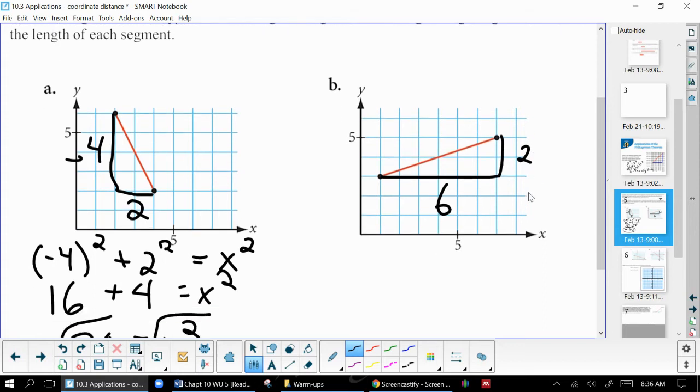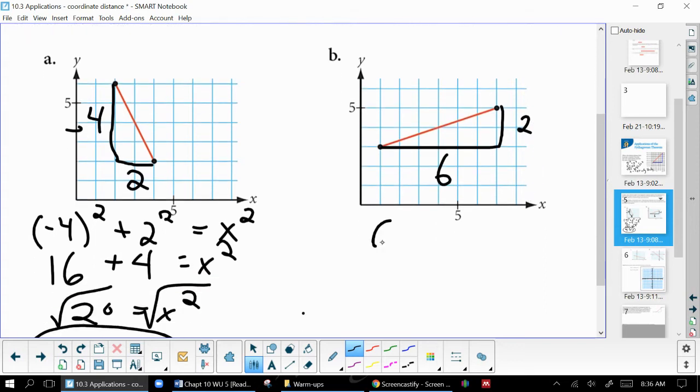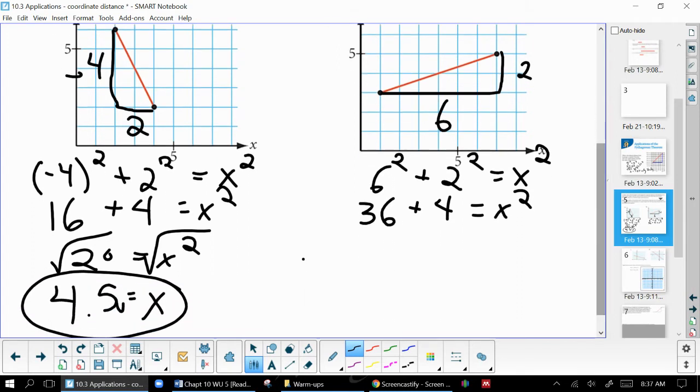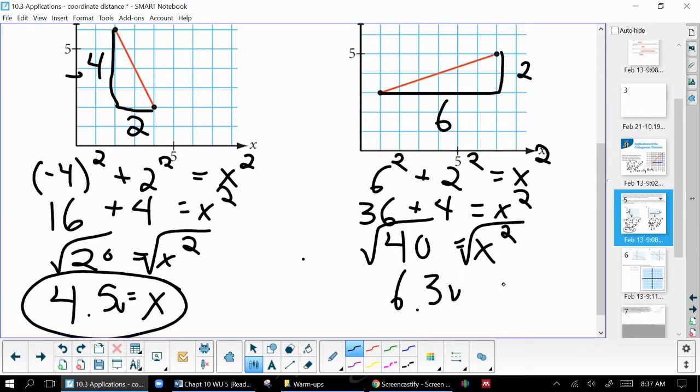And so again, I'm just going to use my Pythagorean theorem. 6 squared plus 2 squared equals x squared. Sorry about the writing. I'm writing on my computer screen. So 36 plus 4 equals x squared. Well, 36 and 4 makes 40. And we'll take the square root. And Mr. Calculator says square root of 40 is 6.3. So we've got 6.3 units is x. There you go.